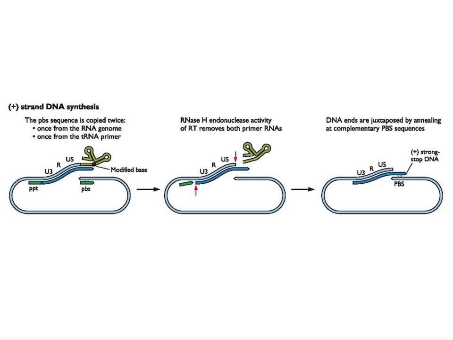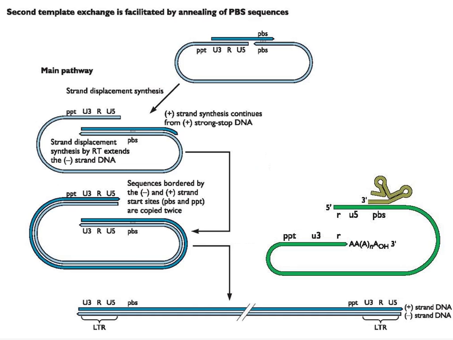Okay, now we have base pairing of this plus-stranded DNA to the primer binding site on the minus strand. It's going to go all the way around to make a complete DNA copy. So now we have this configuration. The plus-strand DNA, which initiated at the PPT RNA primer here, has now jumped, or we say template jump because it goes to the other end of the molecule, to the primer binding site. It's going to eventually go all the way around and make a plus strand. So now we have a double-stranded DNA copy of the viral RNA.